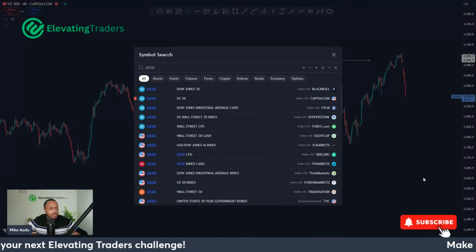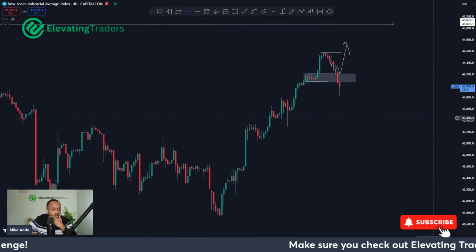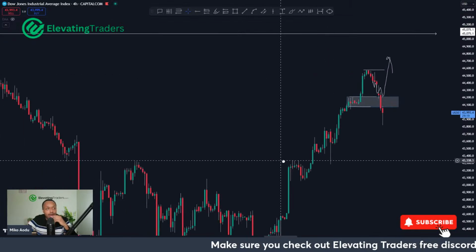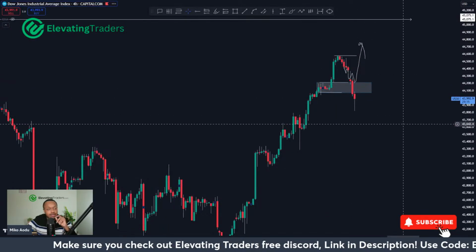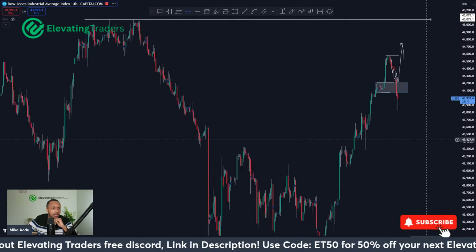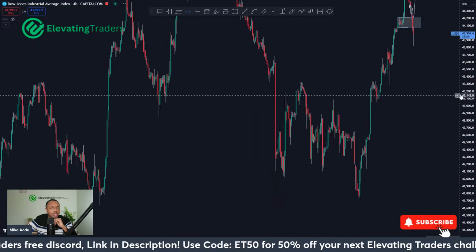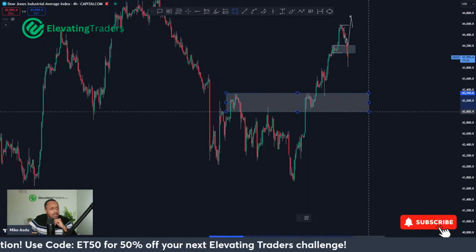And of course, US 30 pretty much doing the exact same thing as well. This one expecting again price to grind higher, take out that higher high. But to be fair, this one's not selling off as hard. Yeah, some momentum. We broke through that consolidation there, but I would still be looking to buy this one. In fact, I think this is still looking like a nice buy for a retest of this level here.